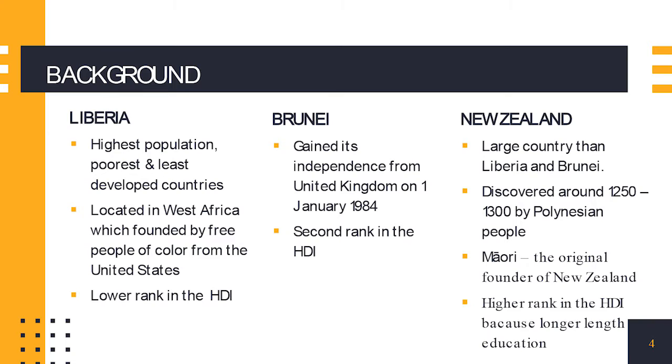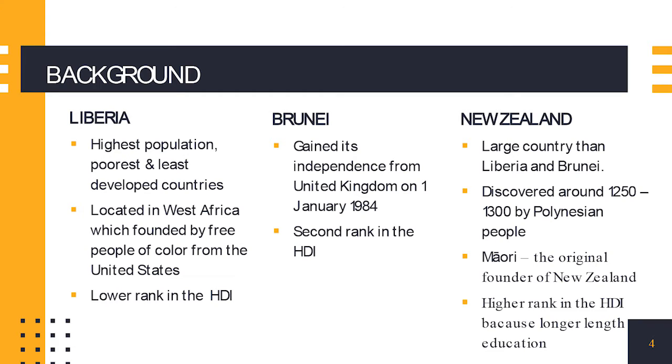The second one is Brunei. Brunei gained its independence from the United Kingdom on 1st January 1984, compared to New Zealand that has no fixed date of independence from the United Kingdom, and the concept of a National Independence Day doesn't exist in New Zealand. Brunei has the second highest human development index among the Southeast Asian nations after Singapore, and is classified as a developed country.